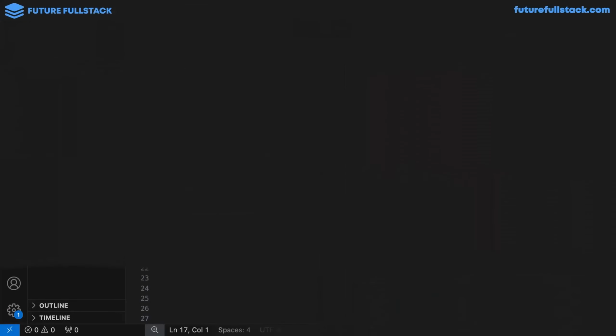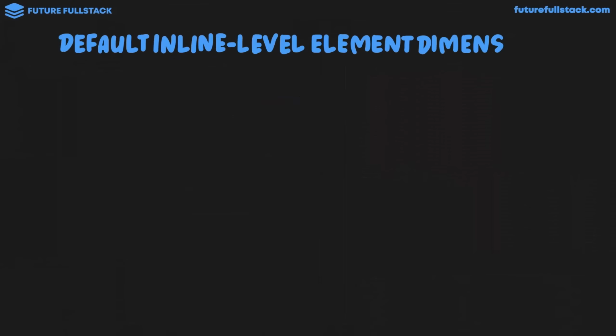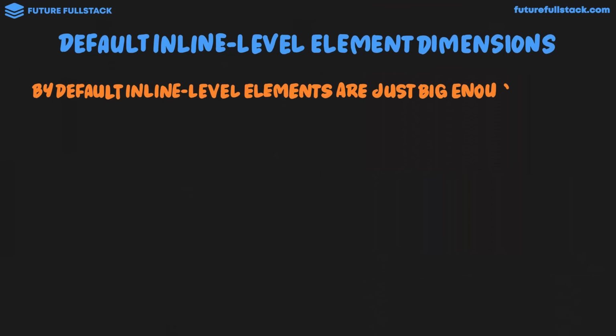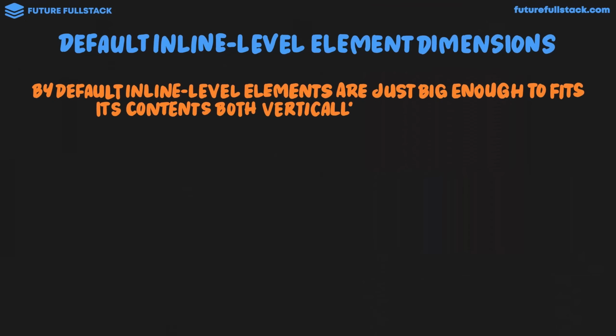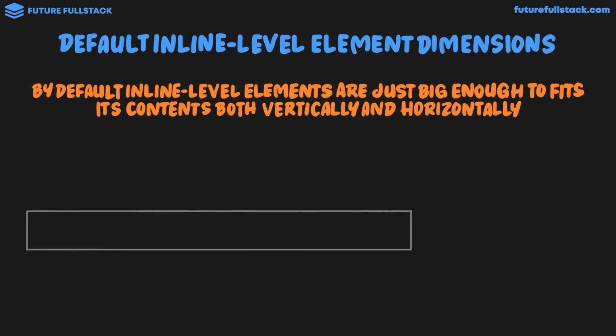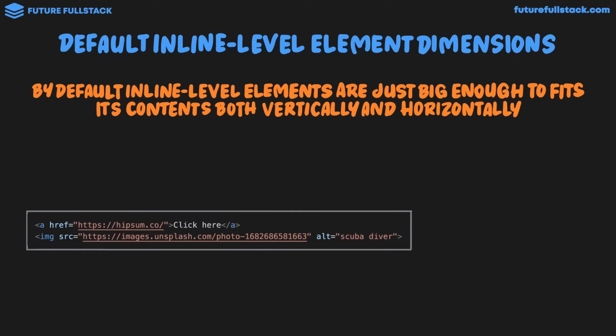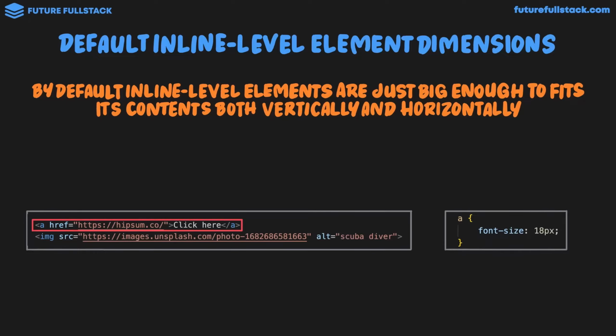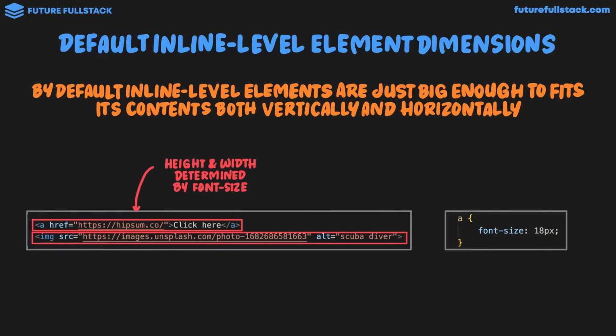Let's now talk about the default inline level element dimensions. By default, inline level elements are just big enough to fit their contents both vertically and horizontally. Looking at some example HTML, in this case, I have an anchor tag and an image. I'll apply some font size to the anchor tag of 18 pixels. So for the anchor tag, the height and width are determined by the font size. And for the image, the height and width are determined by the image size itself.